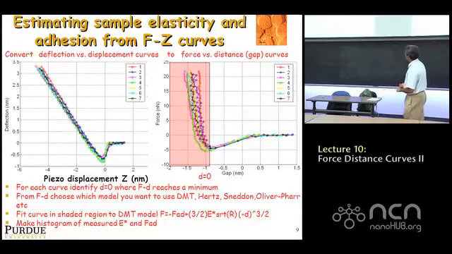Now, there are many other models, right? You can go to Sneddon models, Oliver-Pharr analysis. There are many different models. Here, just by looking at this, I would say the DMT is a good model and you go with it, okay? But when you start doing very large indentations, and the indentation here, check it out, is just half a nanometer, which is very small, it's 5 angstroms.